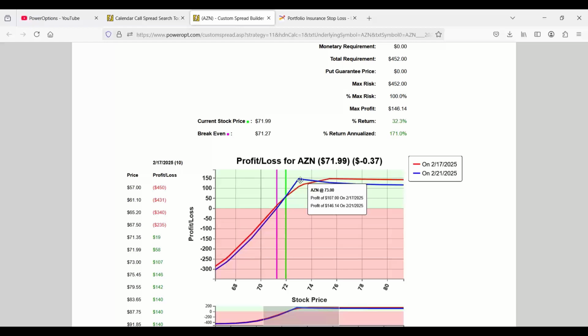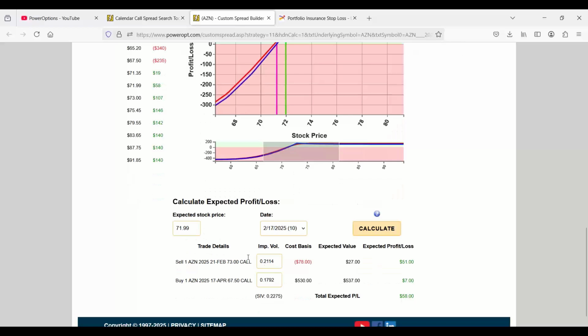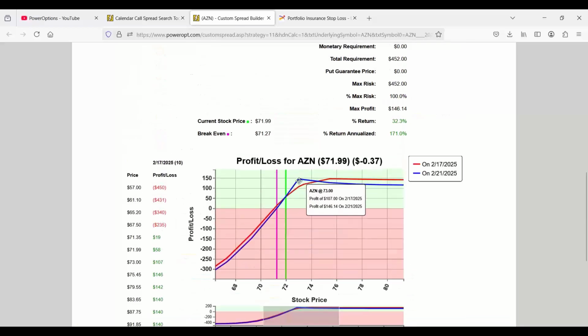What this tool is doing, what any tool is doing, your broker's tool, Tasty Trade, Thinkorswim, whatever, we're calculating what is the theoretical price of your April option if your stock is trading right at 73, the strike price of your sold option on February 21st. That's how it has to be done.